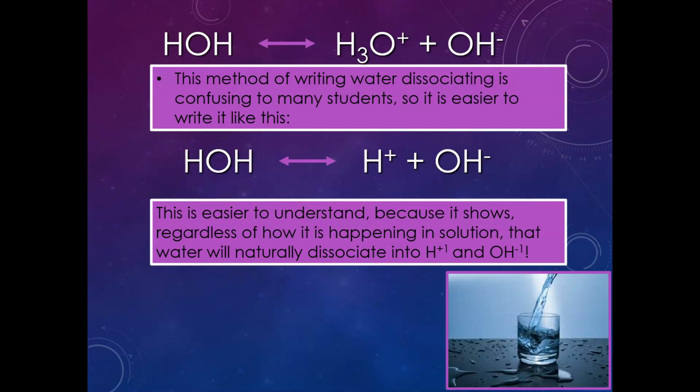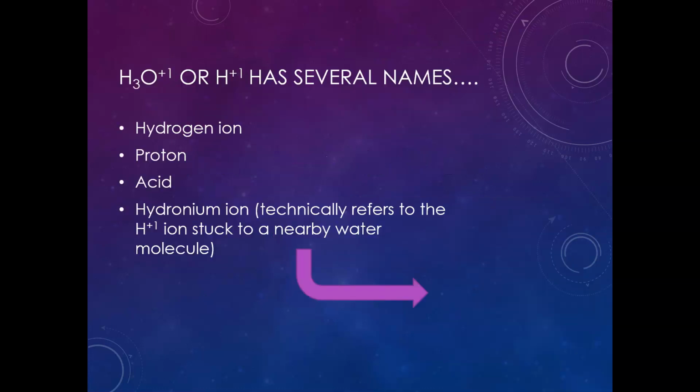So it shows, regardless of how the dissociation is happening, that the water molecule is disassociating. That's, in essence, the point we're trying to get across: water is going to break apart and create that hydrogen ion and the hydroxide ion. We have several names: the hydrogen ion, the proton, the acid. If we take that hydrogen ion and slap it onto another water molecule, that creates the hydronium ion that we've been working with.